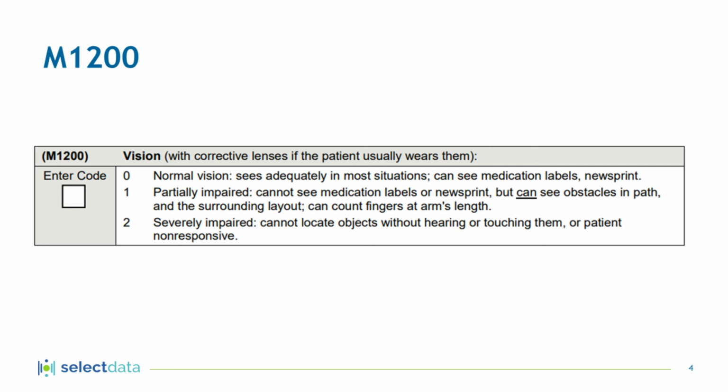Assessment strategies. In the health history interview, ask the patient about vision problems, for example, cataracts, and whether or not the patient uses glasses. Observe ability to locate signature line on consent forms, to count fingers at arm's length, and ability to differentiate between medications, especially if medications are self-administered.